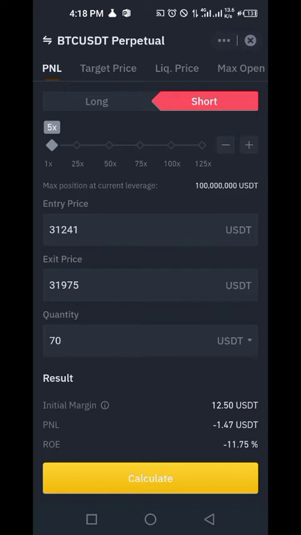So let's say I increase again to 20x. Now, I'll be needing just $3 to open this position. And from the $3, I'll just be losing $1.47. I'll be losing 5% of the $30 that I had there before I transferred the $10. So that is how you will filter your trade.